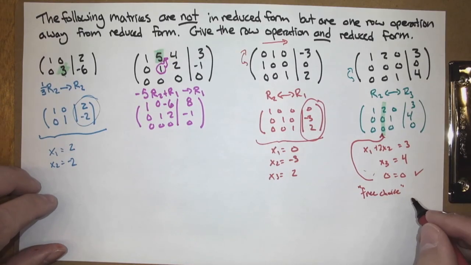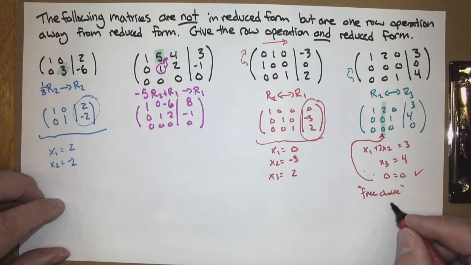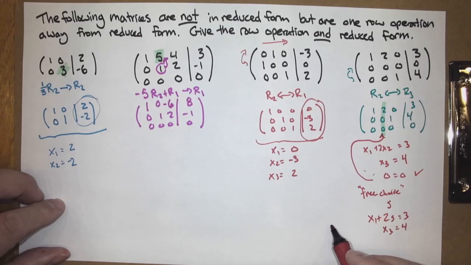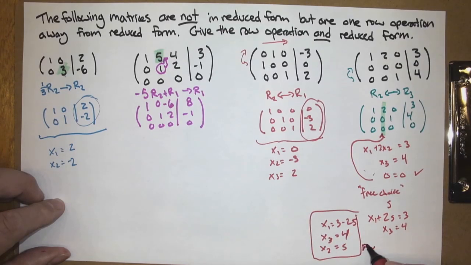So we tend to use symbols like s and t. So I'm going to call it s for a second. So this becomes x1 plus 2s equals 3, and x3 equals 4. So that our solutions look like x1 is 3 minus 2s, and x3 is 4. But that's one way to think about it. You might say, well, what is x2? x2 is that free choice. So you have these sort of options.